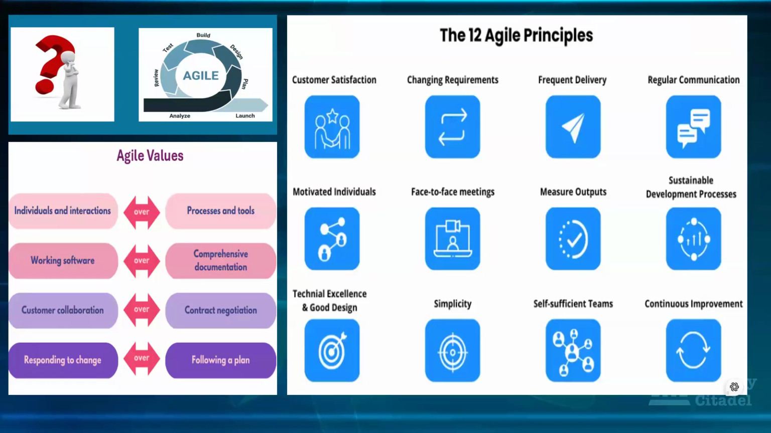And these 4 values were further expanded and brought about the 12 principles guiding the Agile project management approach. Now, the first one talks about the primary goal, that you have to deliver valuable software early and frequently to keep the customer satisfied, to keep the customer happy, to keep them engaged.